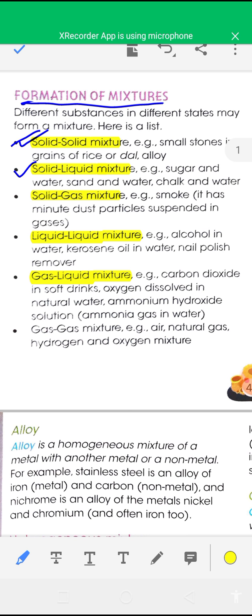Okay, next type of mixture, gas in gas. Air is a mixture of different gases. So gas in gas mixture, examples are air, natural gas, or a hydrogen and oxygen gas mixture. So based on the physical state of different substances, mixtures are of different types: solid in liquid, solid in gas, liquid in gas, or gas in gas.